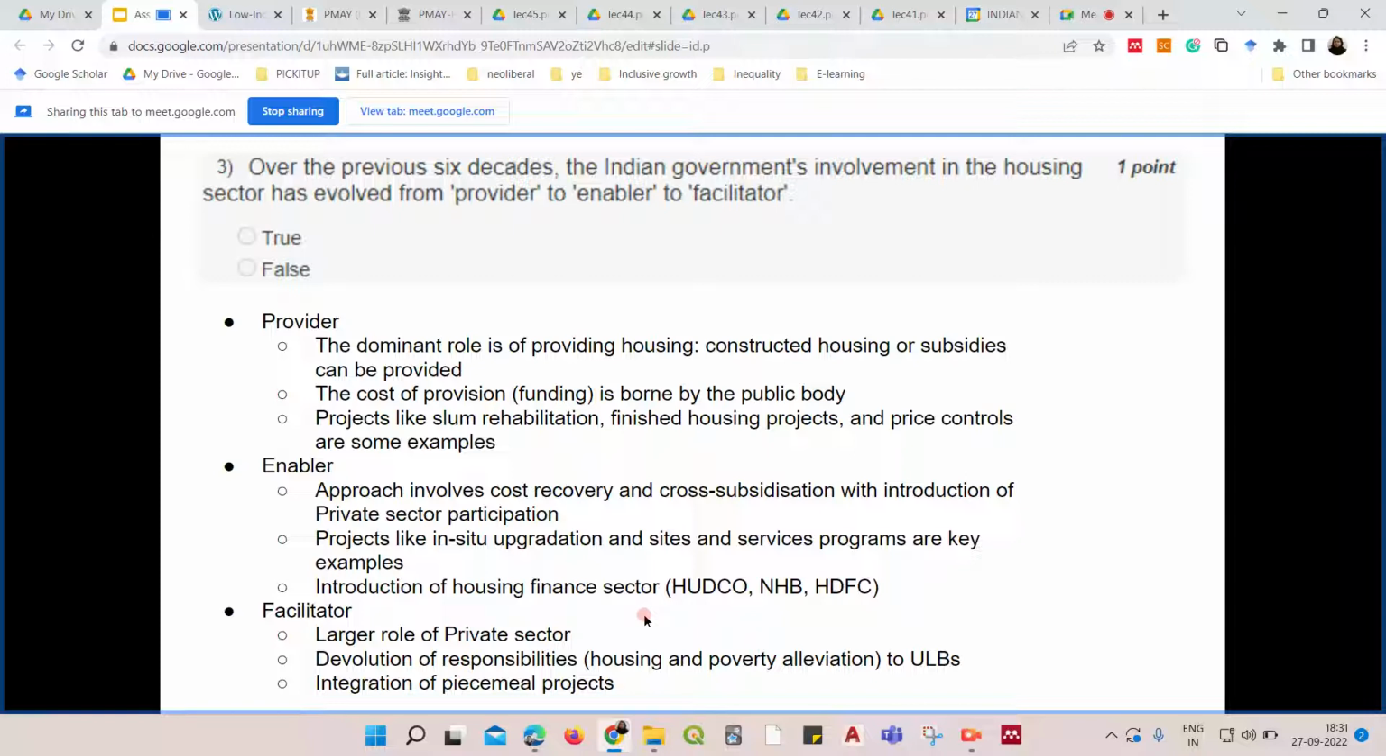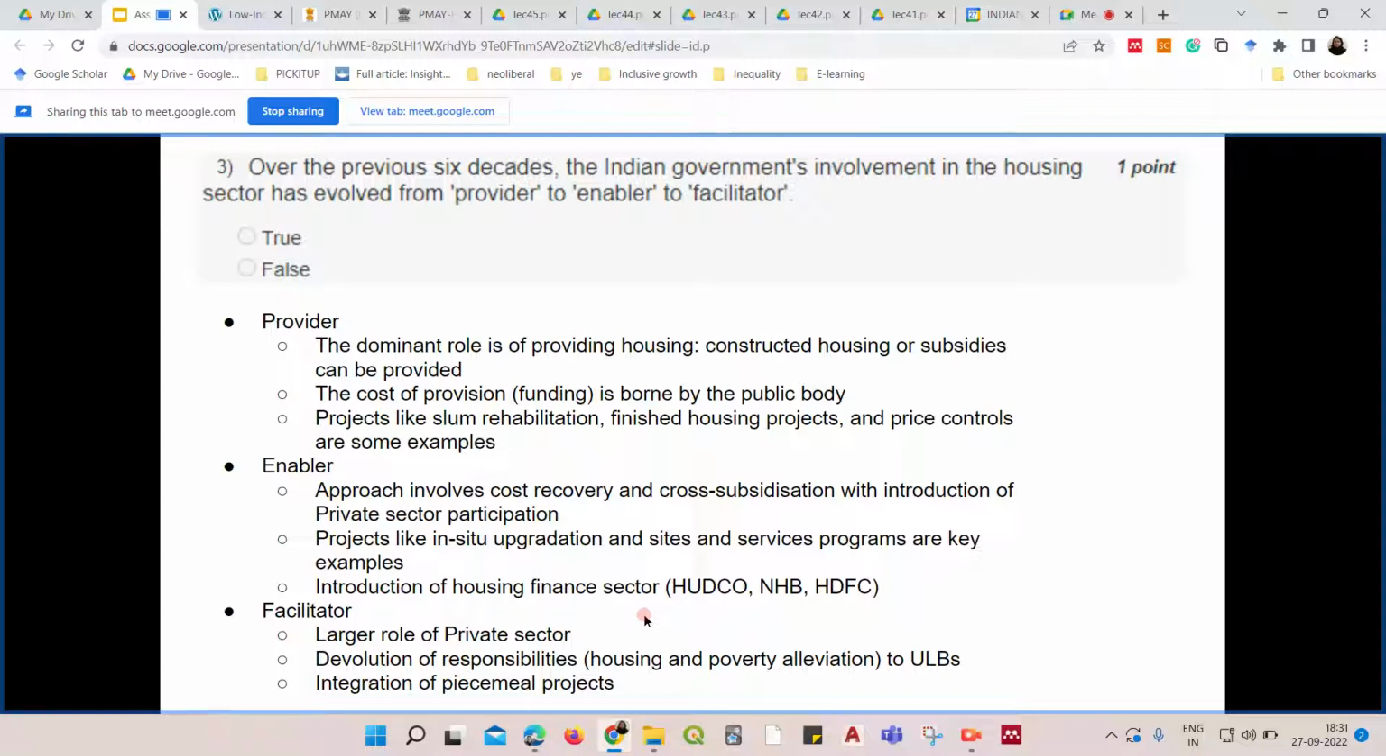So the state and center, they only take care as a regulatory body of how the funds are devolved and how the funds are being used, but all of the responsibility of housing provision and poverty alleviation, they are devolved to the ULB. So this is another feature you would see when you see the role of Indian government as facilitator.